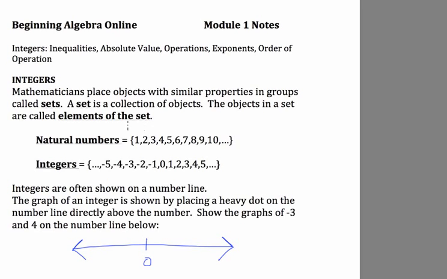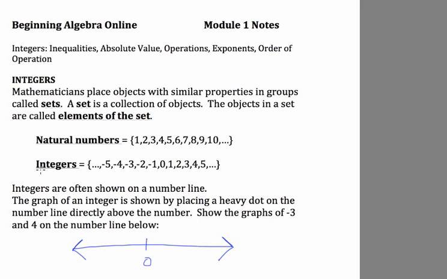In math, we put numbers into sets. Sets are shown with these little brackets. The first set that we're going to talk about is natural numbers. The natural numbers are just the counting numbers, 1, 2, 3, 4, 5, the numbers that you would use if you were, say, teaching a child to count.